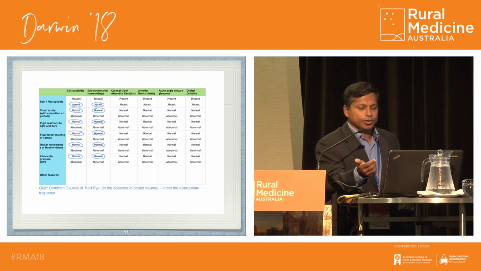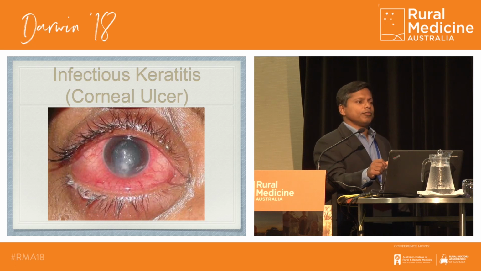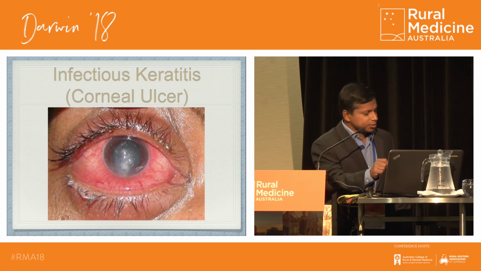Okay, good. That was easy, and let's move on to the next situation: infectious keratitis. So keratitis is inflammation of the cornea, and secondary to infection, a corneal ulcer. We'll try to circle the responses.